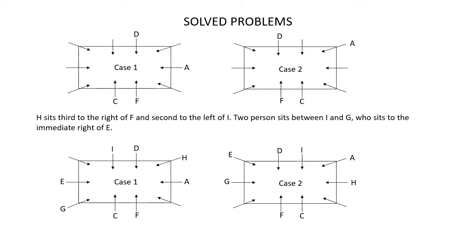So let's move on to the positions right of I. Two persons sit between I and G. So this will be the position for G, and this can be the position for E, so that G sits to the immediate right of E. So this is the seating arrangement as of now in case 2.